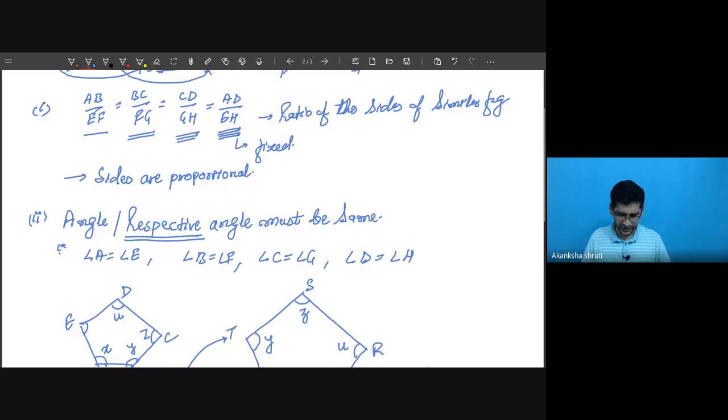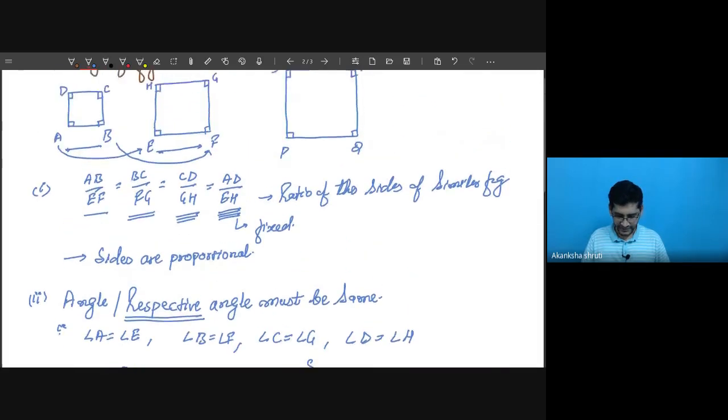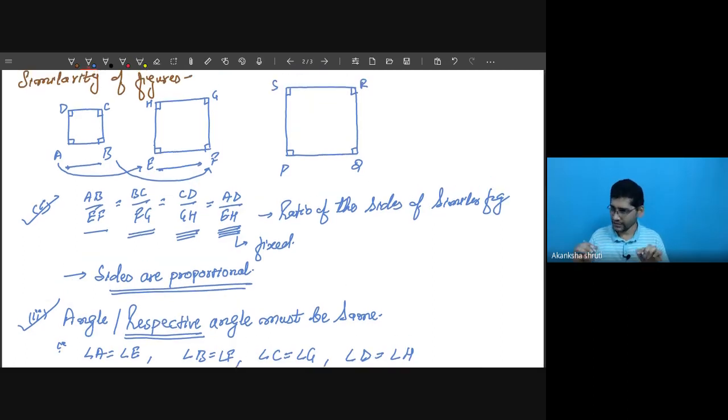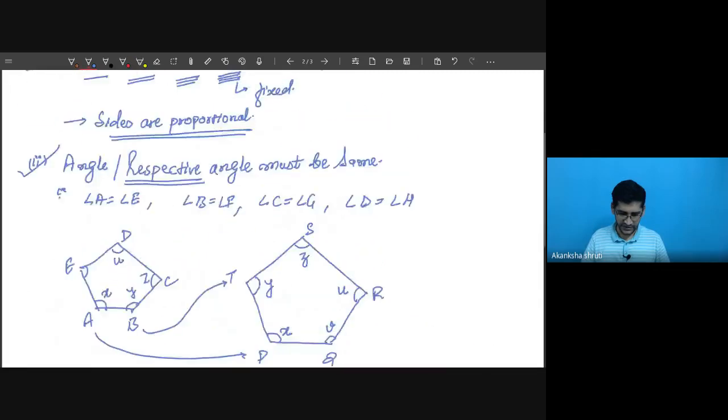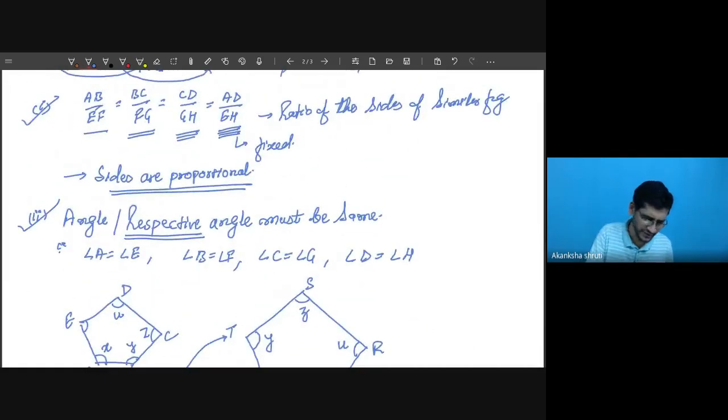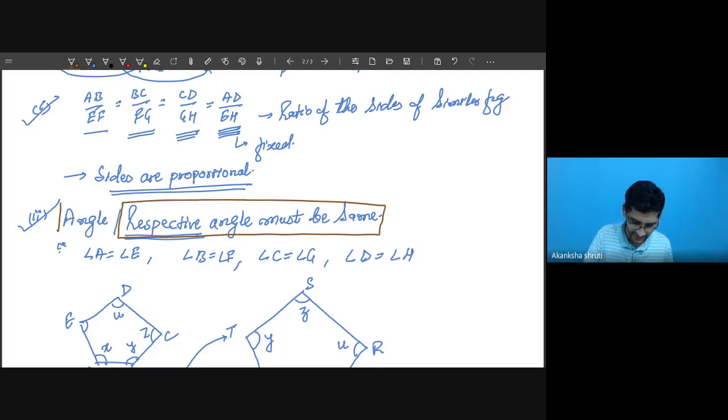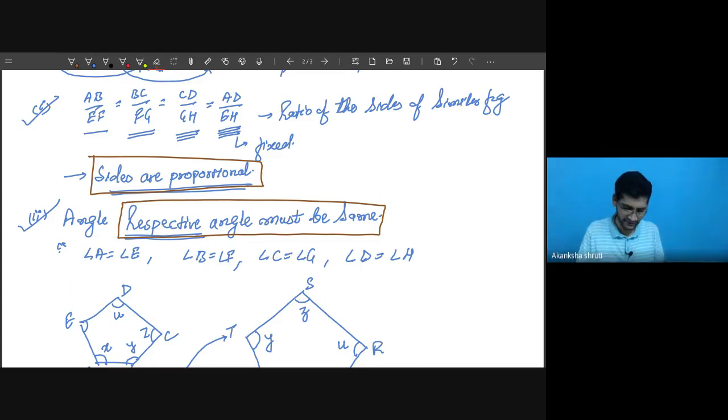So these are the two conditions: the respective angles must be the same and their sides must be proportional. Sides are proportional means the ratio of the sides is always equal or constant. So these are the two important conditions that we have to keep in mind. Never forget these two conditions. The best term is this one: respective angles are equal and sides are proportional. Just keep this keyword in your mind. This is the key term that we have to keep in mind.